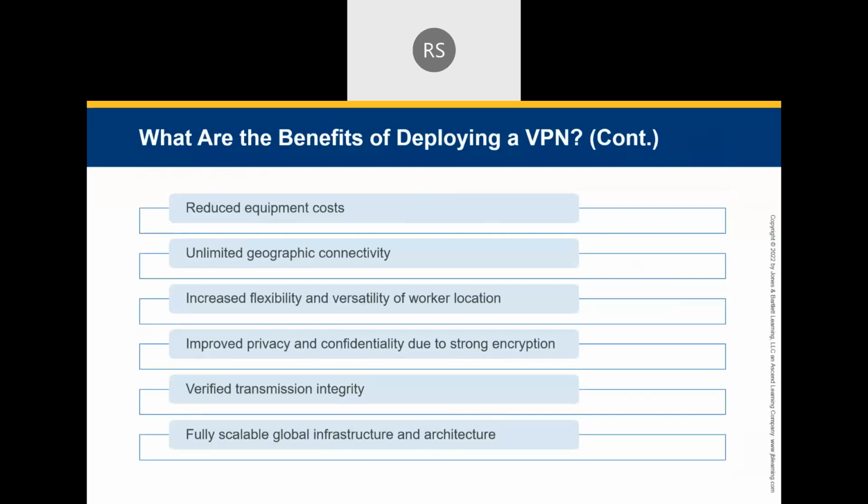You also have the improved privacy and confidentiality due to strong encryption. So that strong encryption ensures improved, like I said, privacy and confidentiality of that data during the transmission. And this is there to safeguard that sensitive information. VPNs also verify the integrity of the transmitted data, ensure that the information reaches its destination intact and unaltered. They also offer a fully scalable global infrastructure and architecture, so that's able to change and accommodate the growing needs of businesses that are expanding their networks globally.